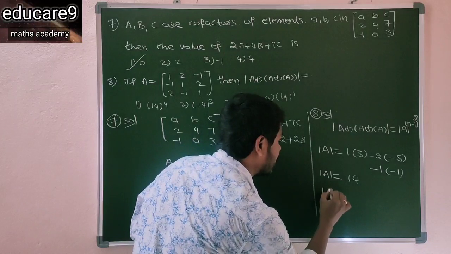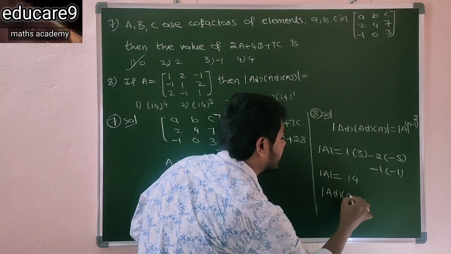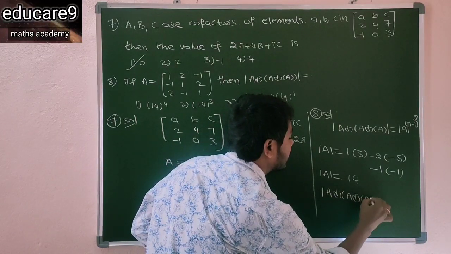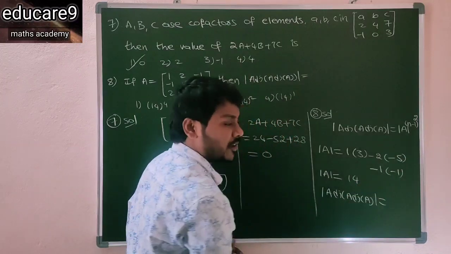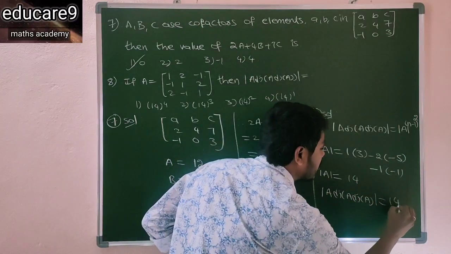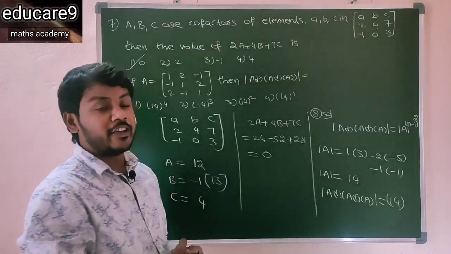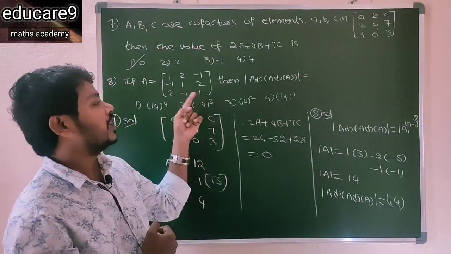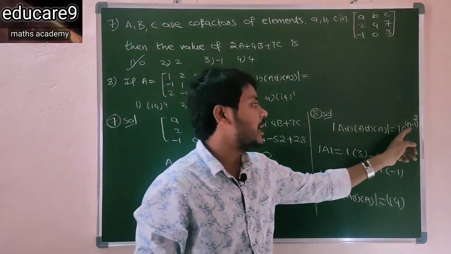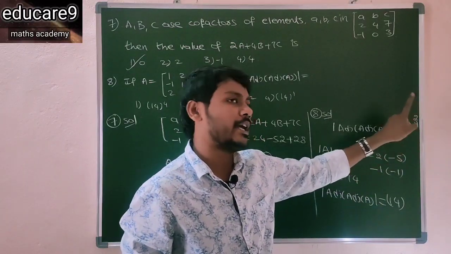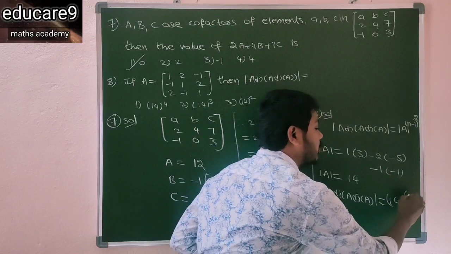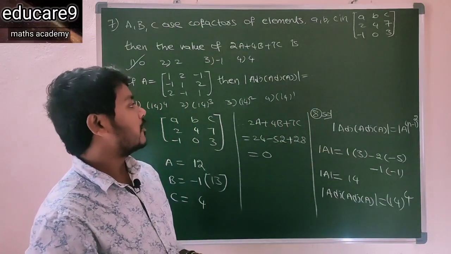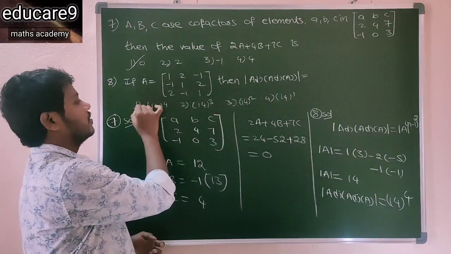So therefore determinant of adjoint A is what? Determinant of A, that is 14 whole to the power of n minus 1. Here n is the order of given matrix. So clearly order is 3. So 3 minus 1 is 2. So 2 square is 4. So 14 power 4. Therefore clearly option 1.